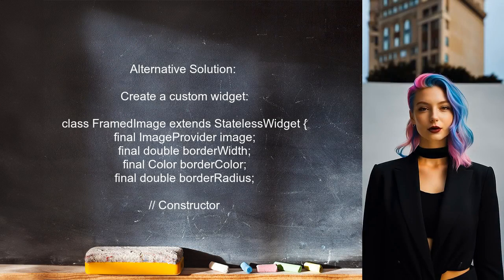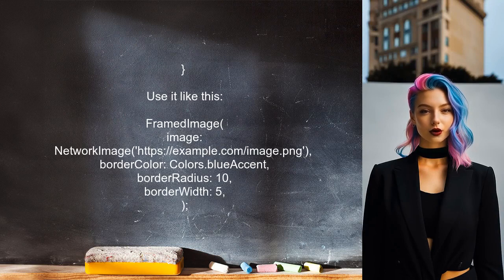An alternative approach suggests creating a custom widget called FramedImage. This widget allows you to display an image with a border around it. You can specify the image source, border width, border color, and border radius.